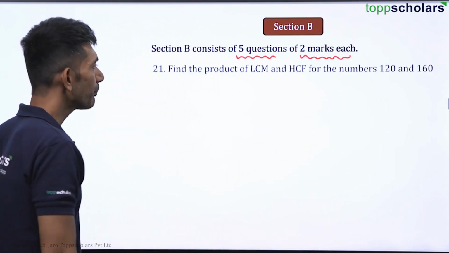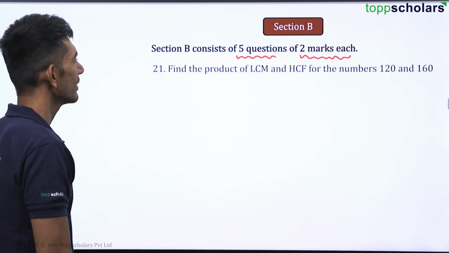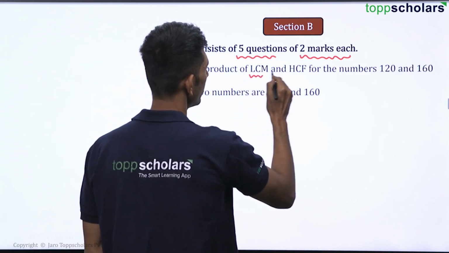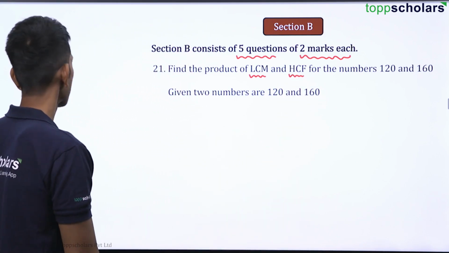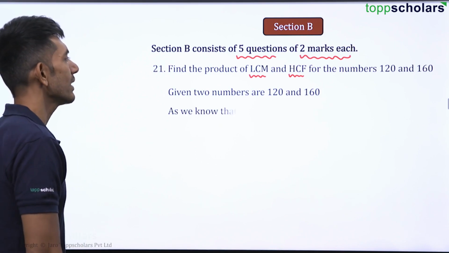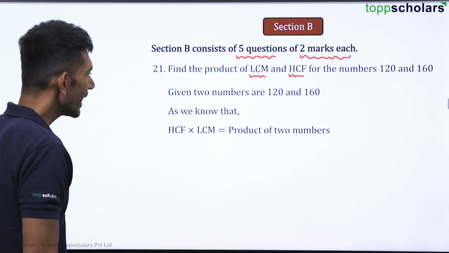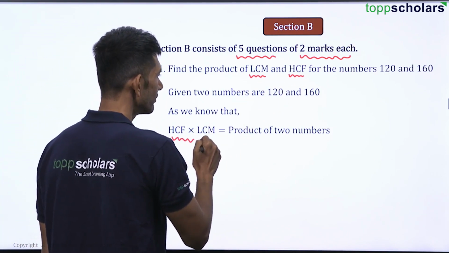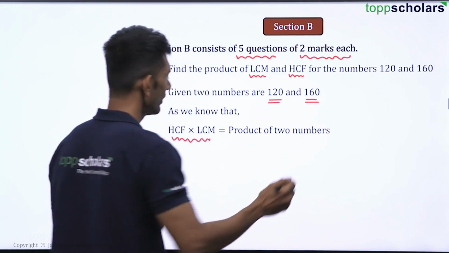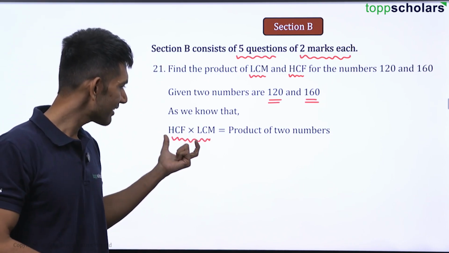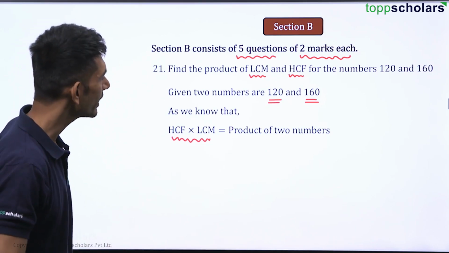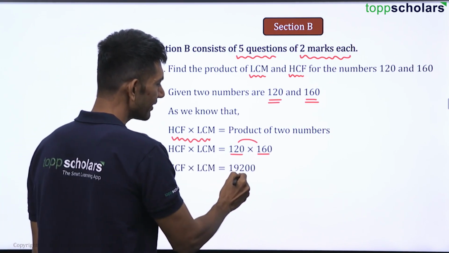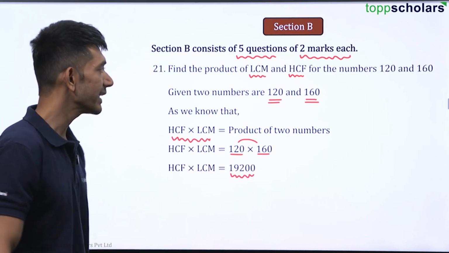Okay, so it says find the product of LCM and HCF for the numbers 120 and 160. Very simple question. The 2 given numbers are 120 and 160. We already know that HCF into LCM is the product of the 2 numbers. So if I want to find the product of HCF and LCM, I actually don't need to find the HCF and LCM separately, because I know the formula. HCF multiplied by LCM is directly the product of 2 numbers. So can I write down 120 multiplied by 160? 16 12s are 192. So that gives me 19,200. That's it. So HCF into LCM is 19,200.